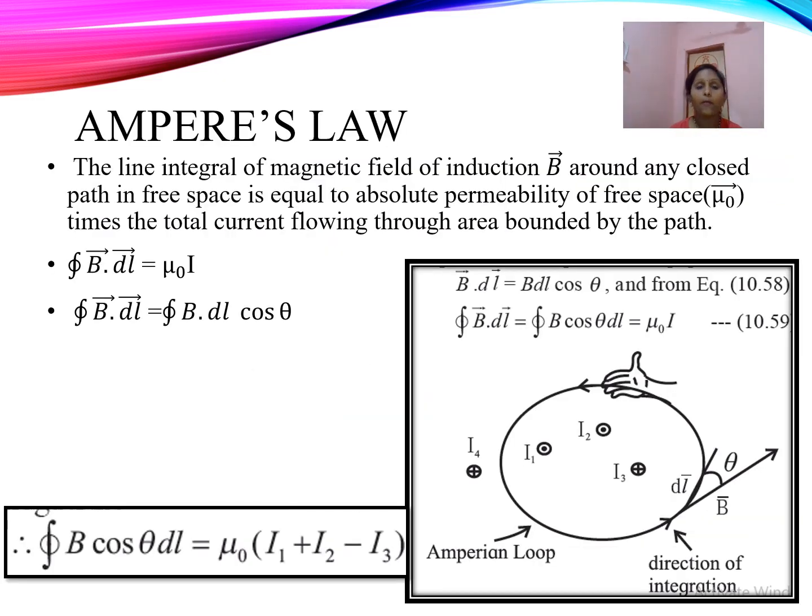Ampere's law. It states that the line integral of magnetic field induction around any closed path in free space is equal to the absolute permeability of free space, that is mu naught, times the total current flowing through the area bounded by the path. So the equation comes, that is closed integration of B dot dl.